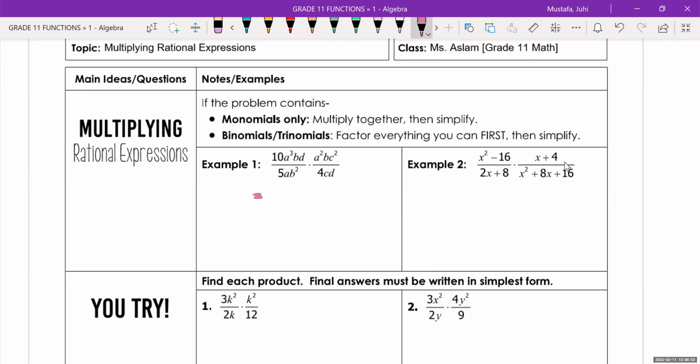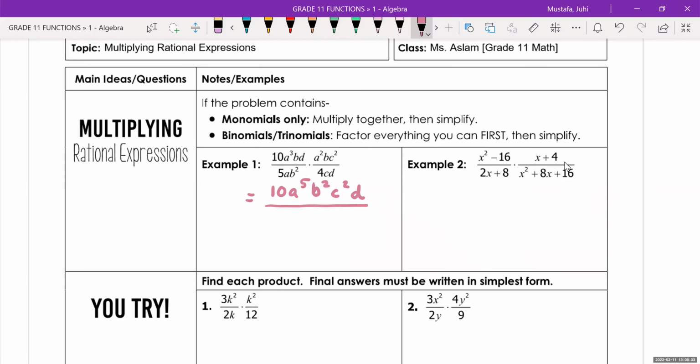Well, 10 times there's no other number, so it's just going to be a 10. I have a to the power of 3 and a squared. What's that going to become? Good, a to the power of 5. Then I have b and b. That'll just become b squared. Remember, you're just adding the exponents. And then I don't have a c, but I have another c there, so I'll just include that. And I have a d, and I don't have a d there, so I'll just include that. So if you don't have a matching pair of letters, that means you just include everything.